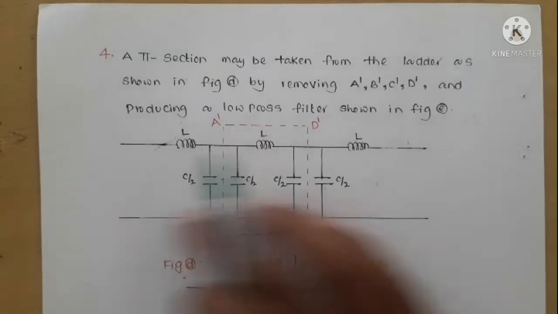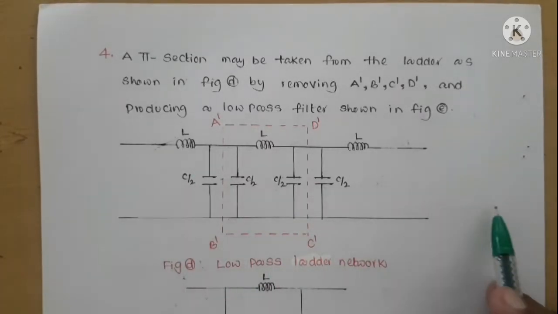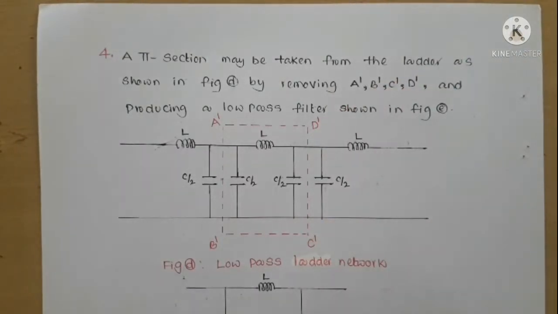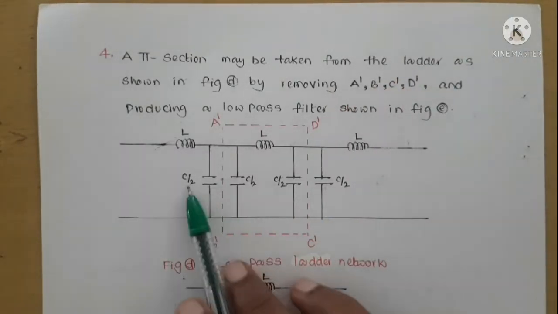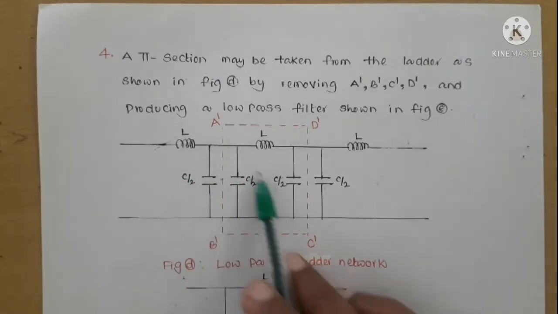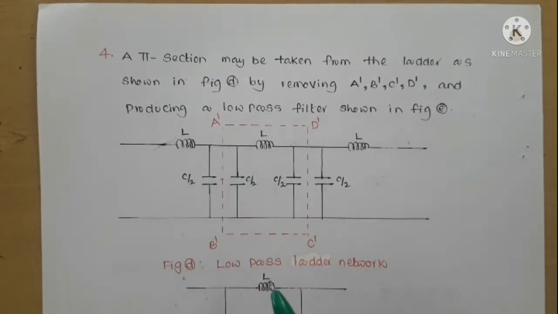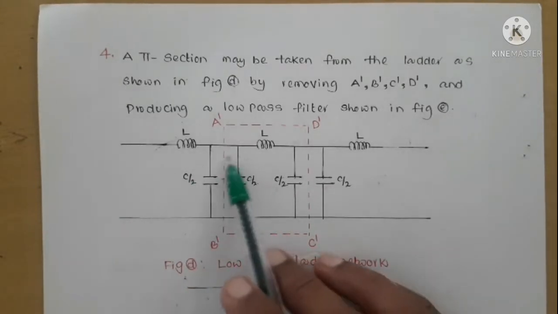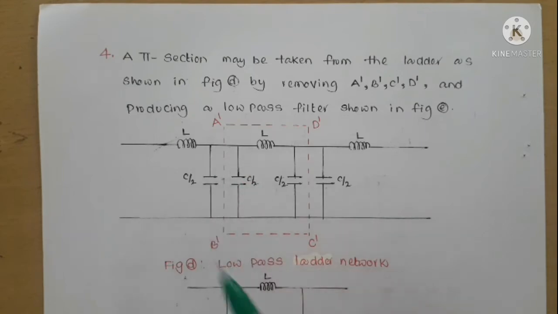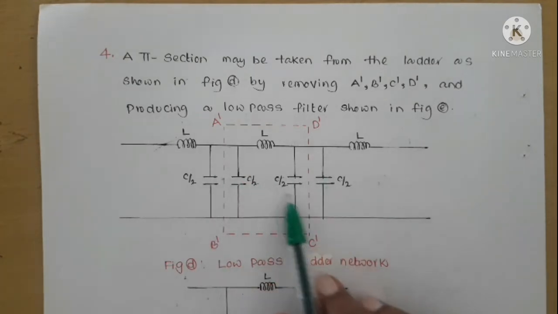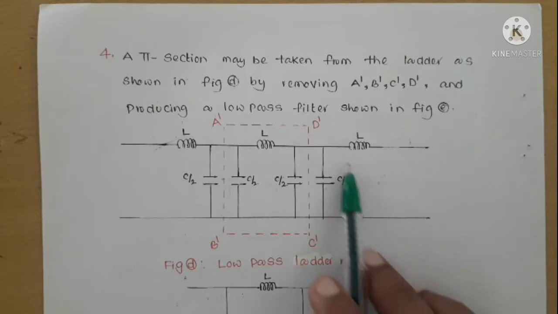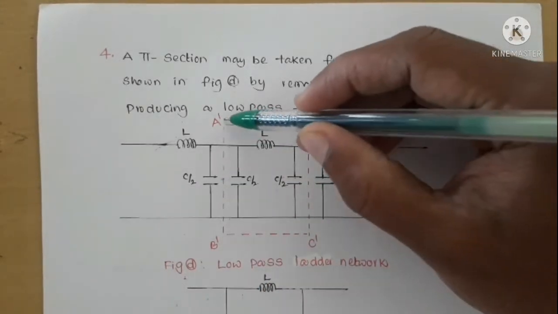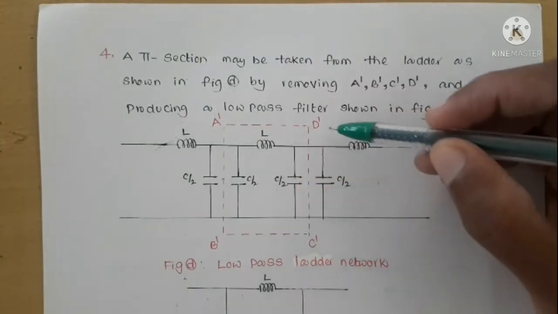Here this is a ladder network, a low pass ladder network. In that ladder network we now have to take out a pi section. To take out a pi section, the shunt branch capacitor, whose net value is C, I am representing with two capacitors connected in parallel. C by 2 and C by 2 connected in parallel is C. Similarly here also C by 2 and C by 2 connected in parallel is C. Now we can take out this section, A dash, B dash, C dash and D dash.